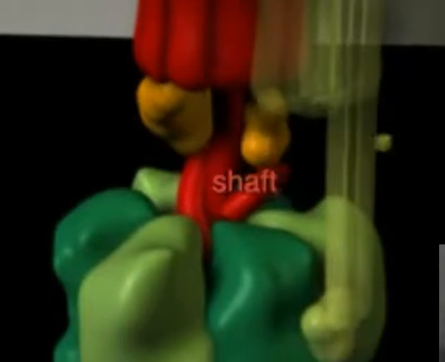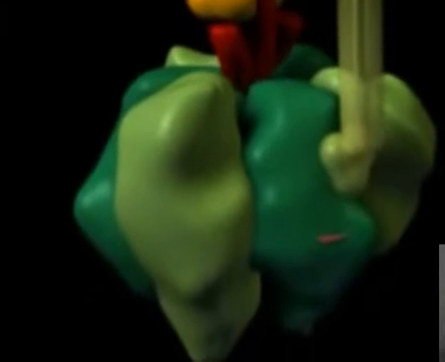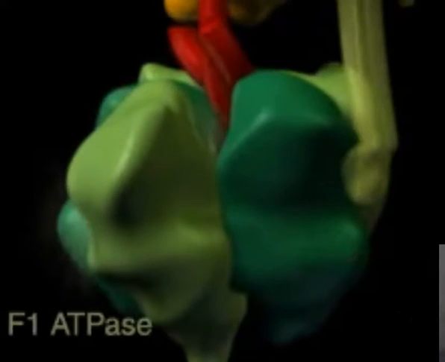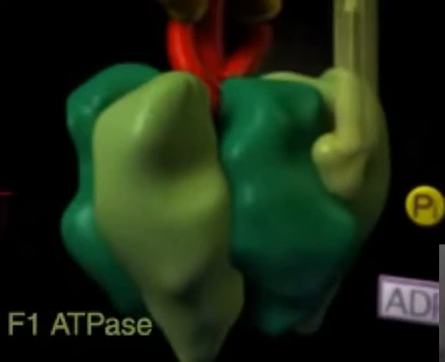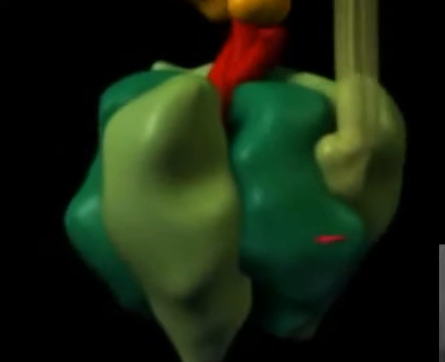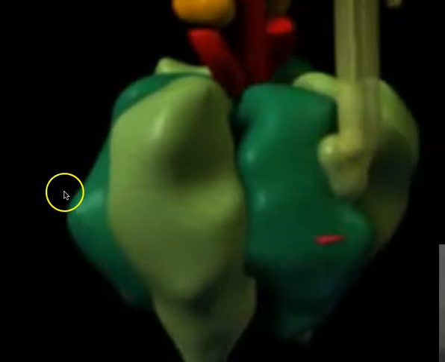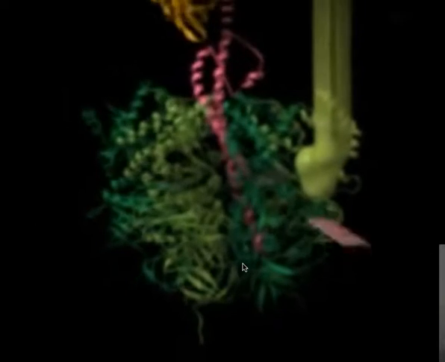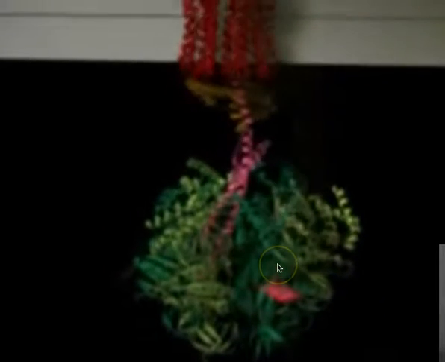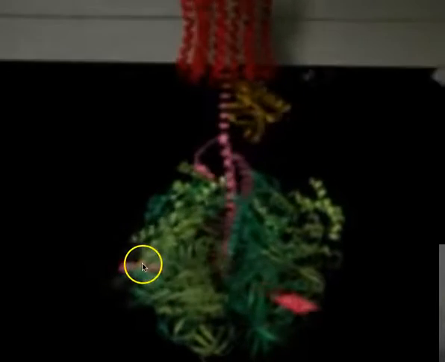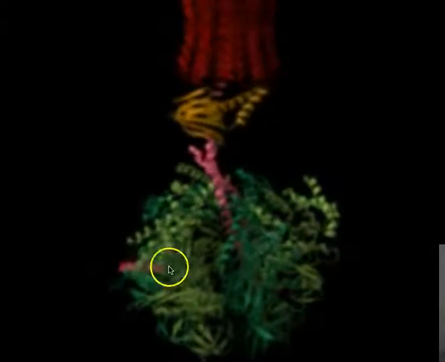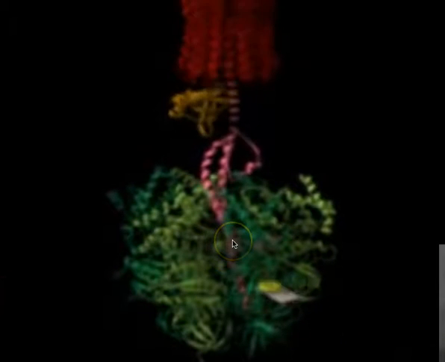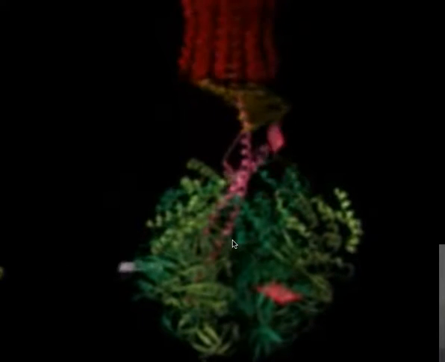The rotational energy is transmitted via a shaft attached to the rotor that penetrates deep into the center of the characteristic lollipop head, the F1 ATPase, which catalyzes the formation of ATP. You can see the ADPs and the phosphate coming in here and coming out as ATP. The F1 ATPase portion of ATP synthase has been crystallized. There they are, the reactants, and there's the product. So this is an enzyme catalyzing the reaction of ADP with a phosphate to make ATP.